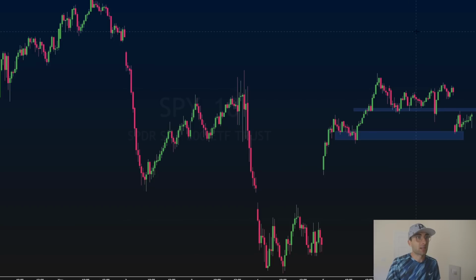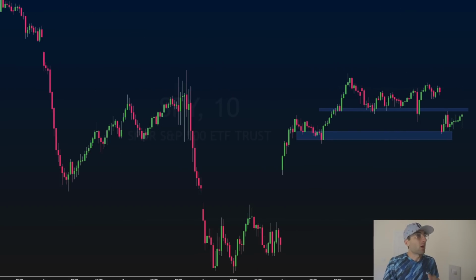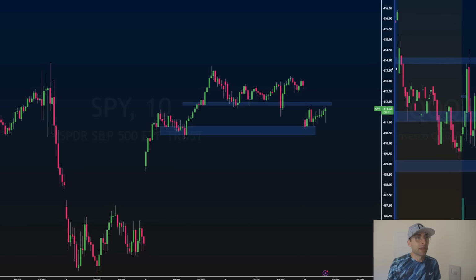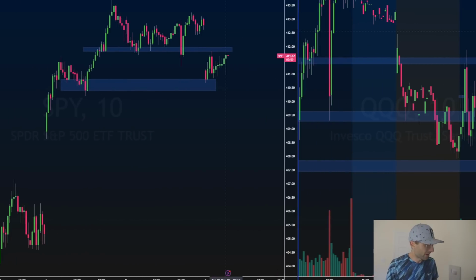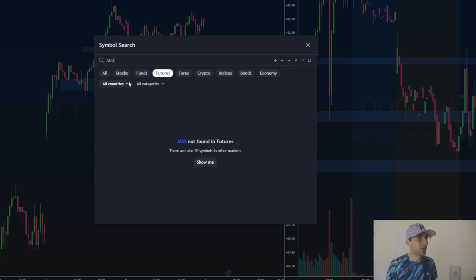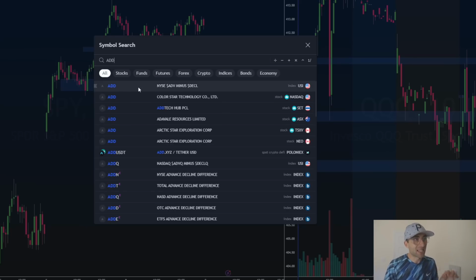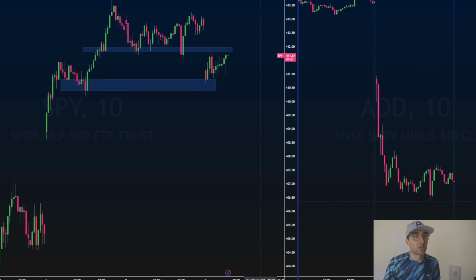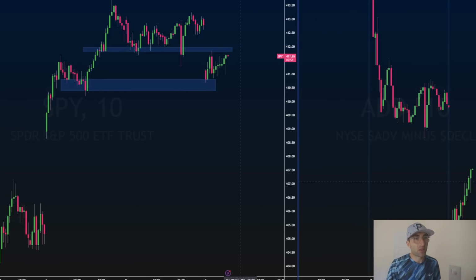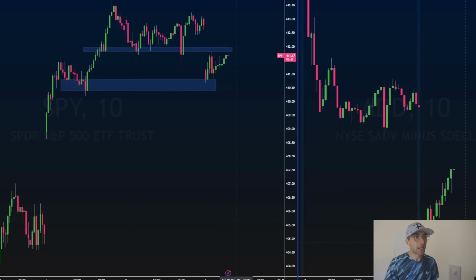So let me go first, and I'm going to show you SPY here. All you have to do to find the ADD, let's just pull it up on the right, is type in as a stock ticker ADD. And it's going to be the first thing right here, advance minus decline. So right here you see the ADD was 1,300 today.